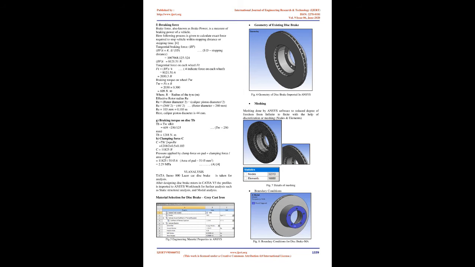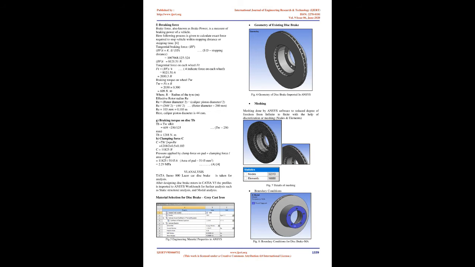FEA analysis. The Tata Sumo 800 Laser car disc brake is taken for analysis. After designing the disc brake rotors in CATIA V5, the profiles are imported to ANSYS Workbench for further analysis such as static structural analysis and modal analysis. Material selection for disc brake: gray cast iron. Fig. 5, engineering material properties in ANSYS. Geometry of existing disc brake. Fig. 6, geometry of disc brake imported in ANSYS.